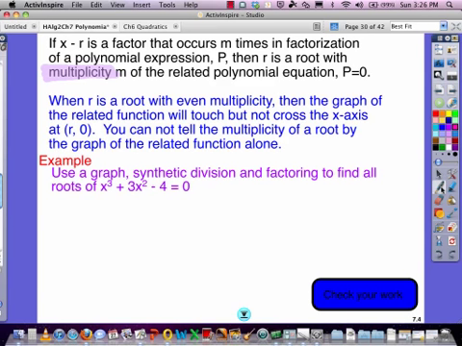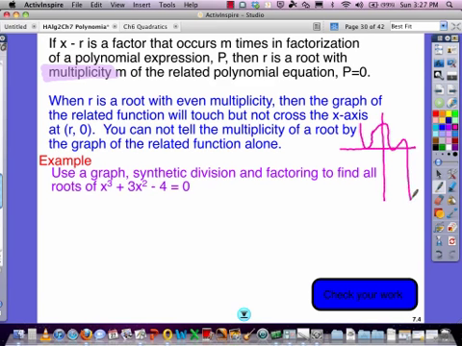So what it just said is you can't tell by looking at the graph whether we have multiplicity there just because it doesn't cross the axis. So keep in mind a couple of things. When r is a root with even multiplicity, the graph of the related function will touch but not cross the x-axis. So we're thinking it will touch it, so it might be coming down like this, but it will not cross it. And so then it'll probably go back up and do something else along the way.